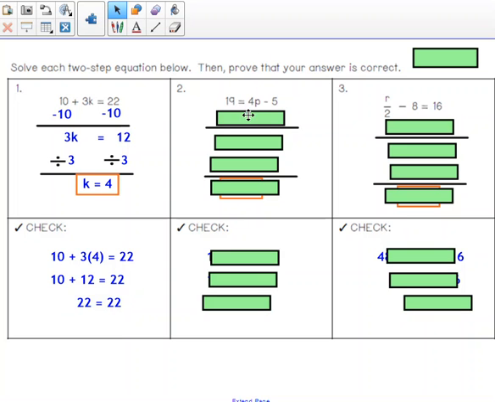And number 2, again, ask yourself what's happening with the variable. Well, we want to get rid of the subtraction or addition first.